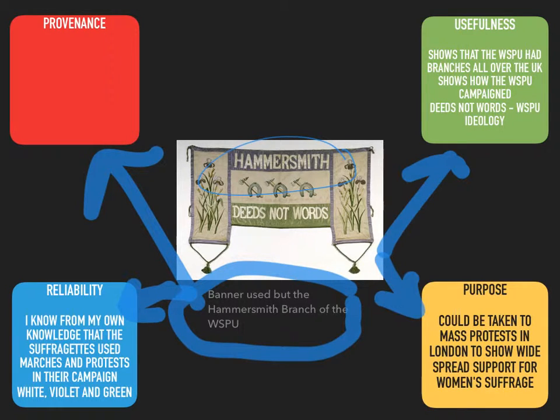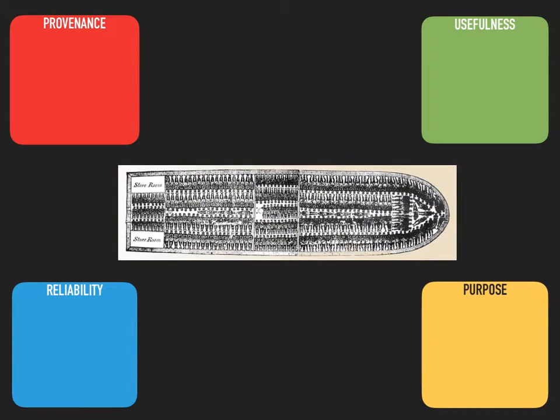And then finally, its purpose. Now, I think that this source is, firstly, fascinating, but it has a couple of uses. So this source was used as a banner. It could be used locally, but most importantly, I think it would be taken to mass protests or demonstrations in London to show Parliament and all the men in power who would be residing in Westminster that actually it wasn't a small group of women who were asking for suffrage. It was women from all over the UK, and so they really should be listened to, which is why this source is so important.